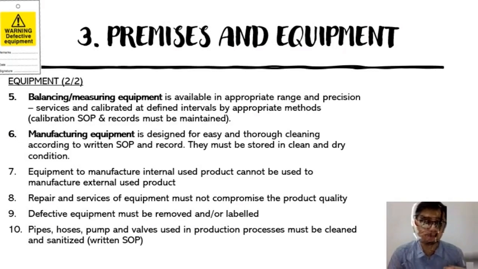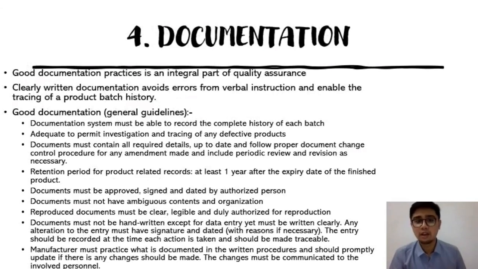Done with the premises and equipment part, now we continue with the documentation part of GMP requirements. GDP, or what we call good documentation practices, should be implemented, and all documents should be clearly written to avoid error from verbal instruction and enable easy tracing of history.